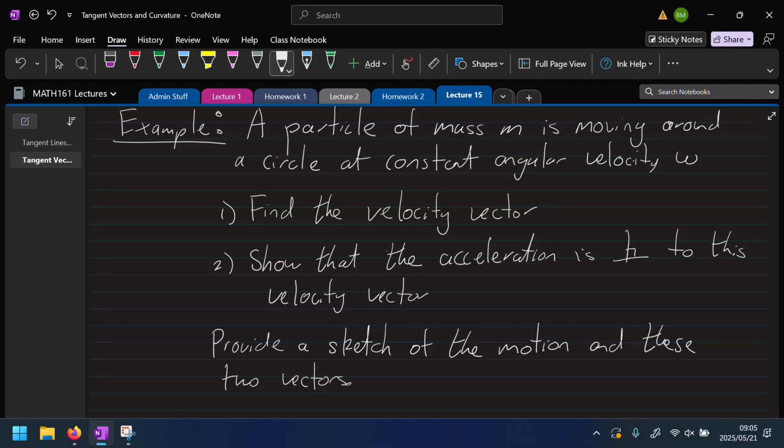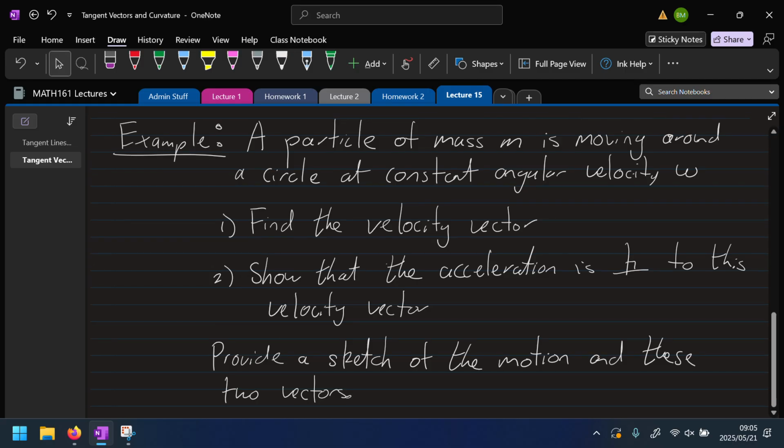Yeah. So 2 parts. Number 1, find the velocity vector. So we know that it's moving around a circle. So at some point, whatever that point is, what is the velocity vector going to be? And then we need to sketch that. And then part 2, show that the acceleration vector is perpendicular to the velocity vector at any point going around the circle.